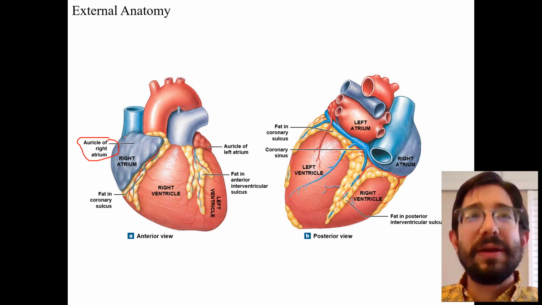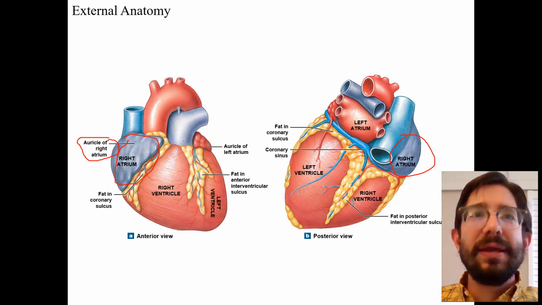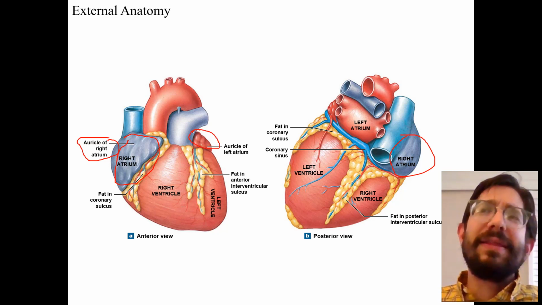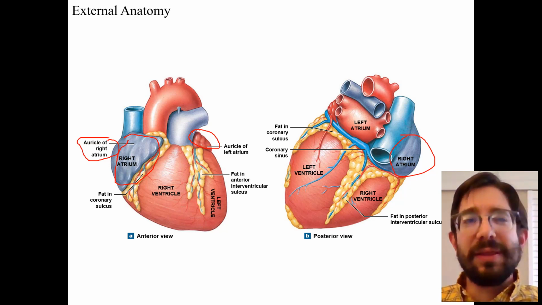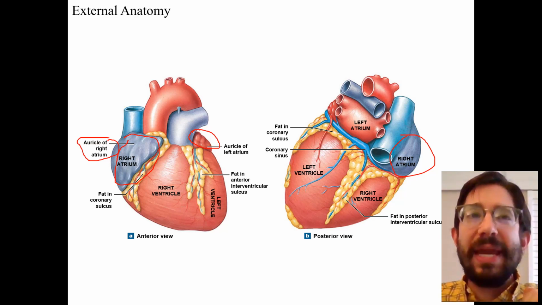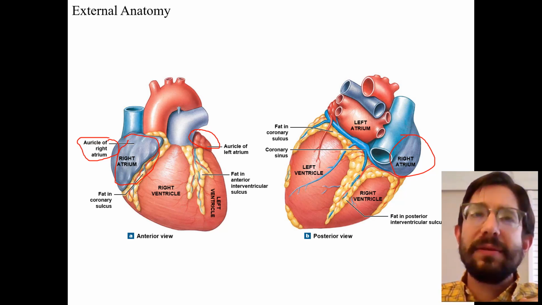The auricles are on the heart. So this little bluish thing here, and here on the other side, is another auricle. You'll also hear these referred to as atrial appendages. They're just like little extra ear cups on top of the atria. Let them hold a little more blood.